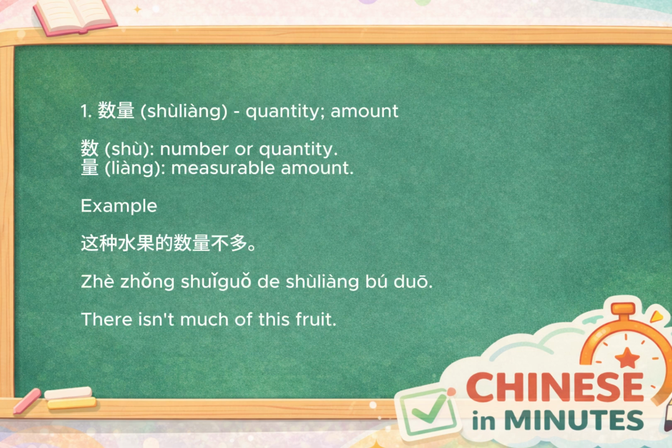Our first word is 数量, which means quantity or amount. The first character, 数, means number or to count. The second character, 量, means amount or measurement. Put them together, and 数量 literally means the measured number. In everyday Chinese, it simply means the quantity or amount of something. Here's an example. 这种水果的数量不多. There isn't much of this fruit. Whenever you want to talk about how much of something there is, 数量 is the word you'll often hear.